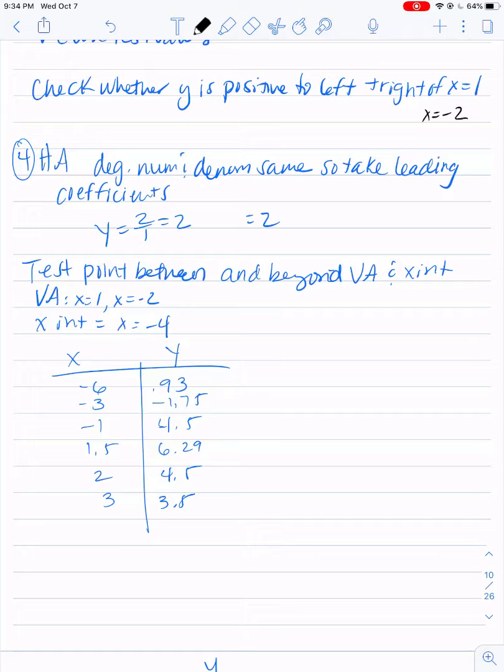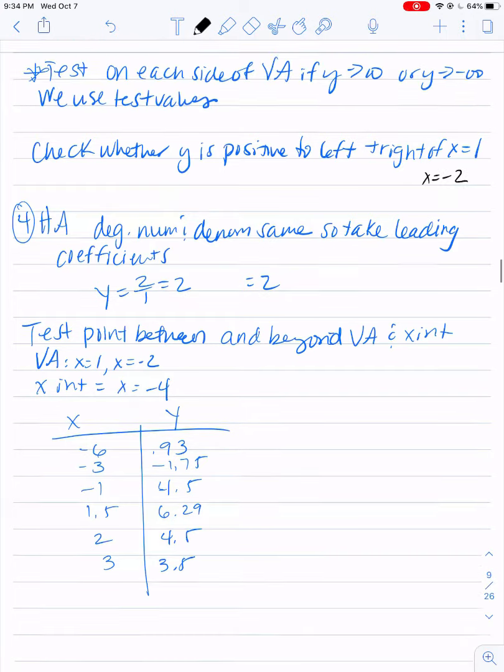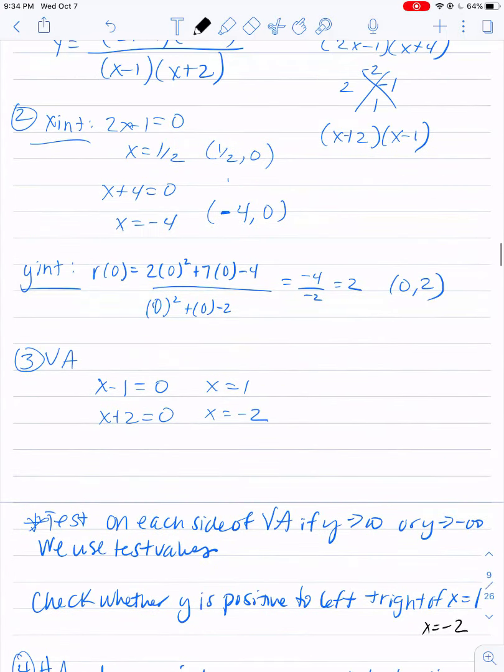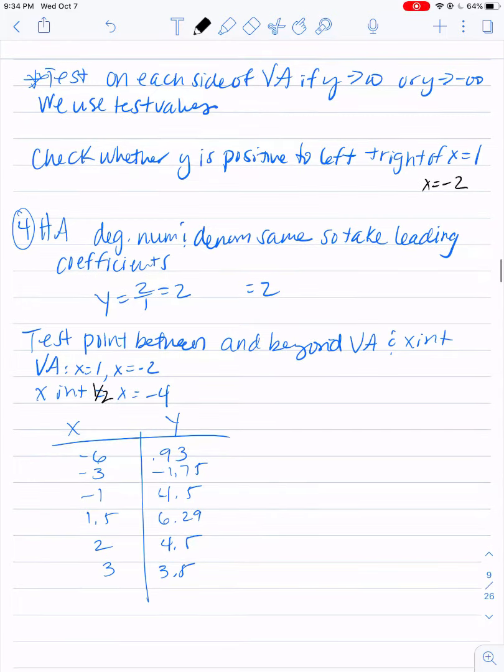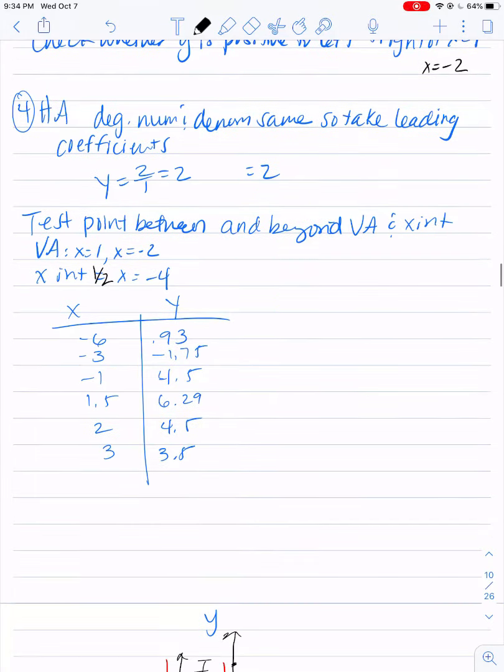So our horizontal asymptote is y = 2. So I test points between and beyond the vertical asymptotes and x-intercepts. So my x-intercept is, I think I forgot one of them, 1/2, and x = -4. Now my vertical asymptotes are 1 and -2. Alright, so I'm testing points.